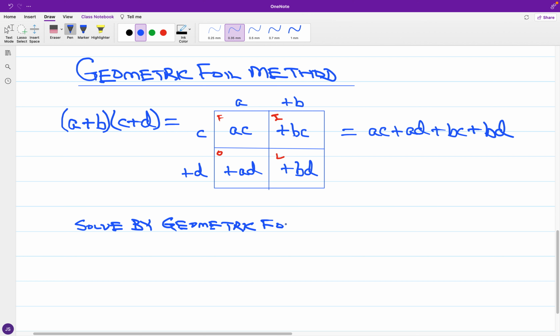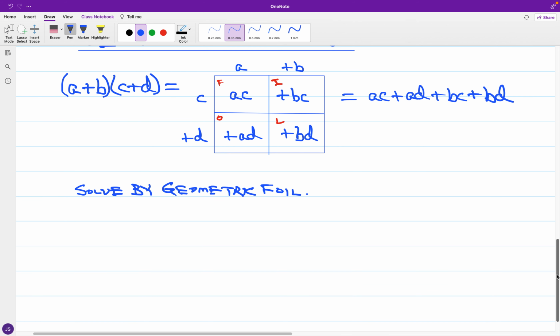And say if you're looking at solving by the geometric FOIL method, but you're still going to be solving by the FOIL method. It doesn't change the output at all. And we'll take as an example, let's say we have 4W plus 3Y times the quantity of 2W minus 10Y.